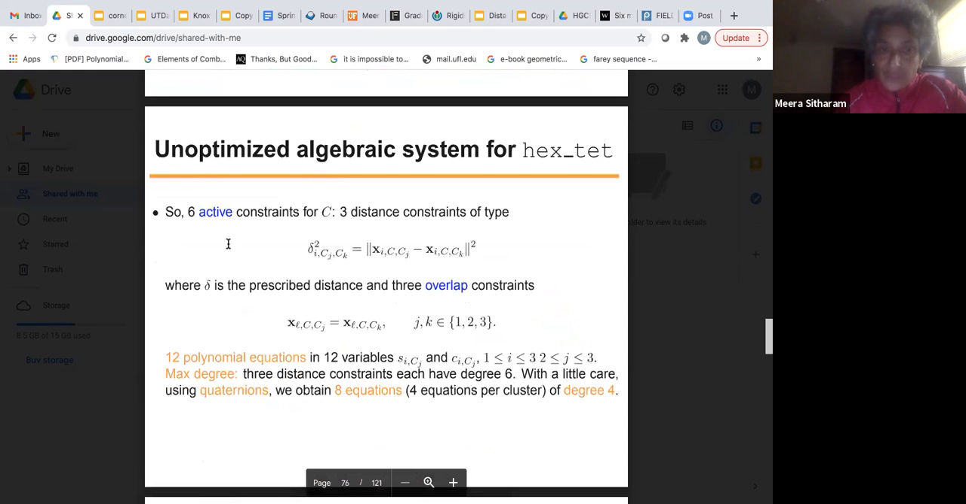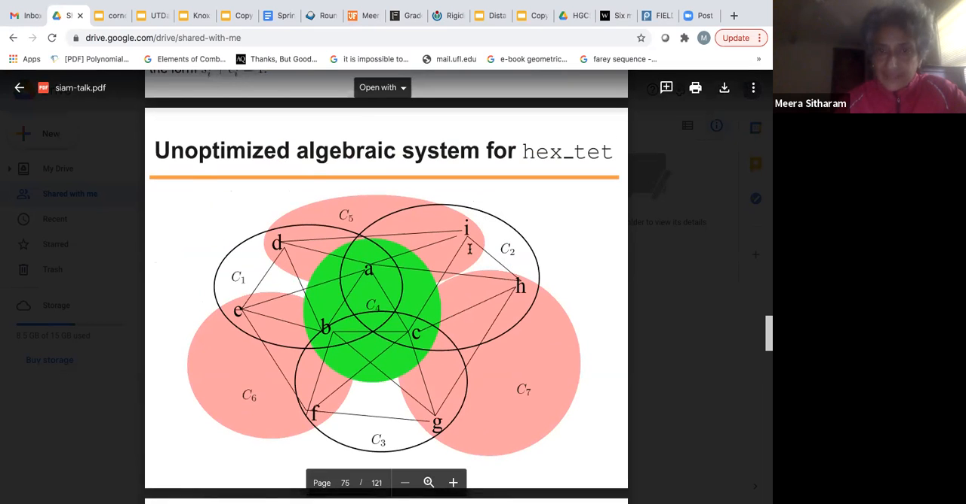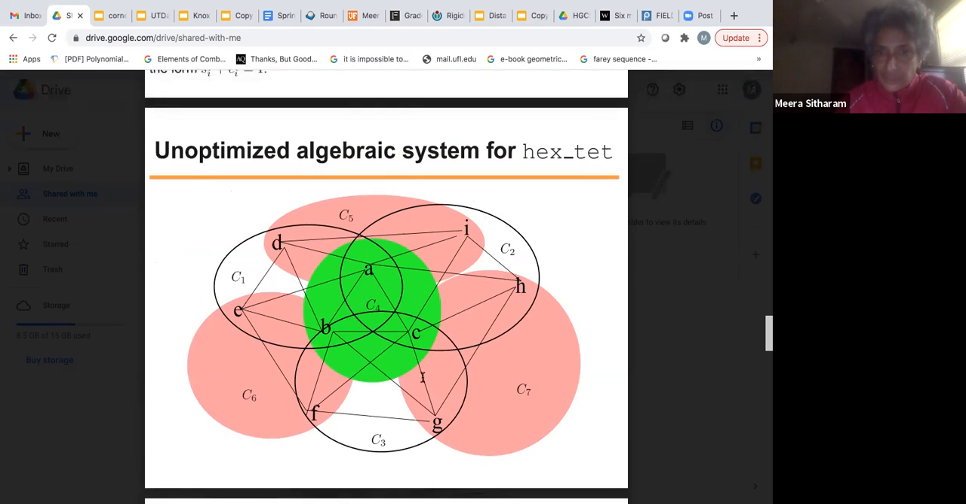So you have 6 active constraints. Remember that we have these 3 distance constraints. Once we took C1, C2, C3, it didn't cover these constraints, so these have to be established. Instead of an incidence, we actually have to say that the distance between D, which belongs to this cluster, and I, which belongs to this cluster, is something. And of course, you have the 3 incidence constraints that say that the A in this cluster is equal to the A in this cluster, C in this cluster is equal to the C in this cluster, and B here is equal to the B here.